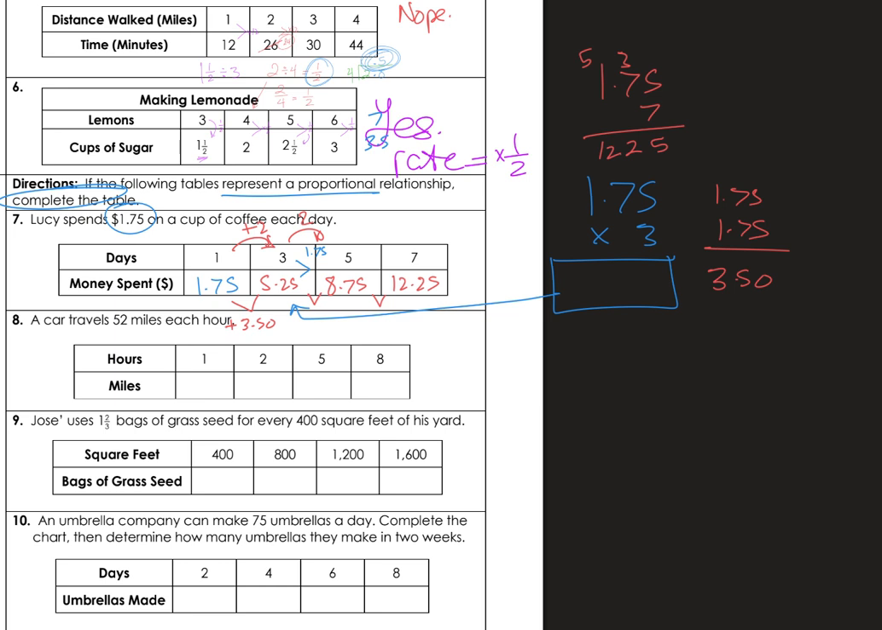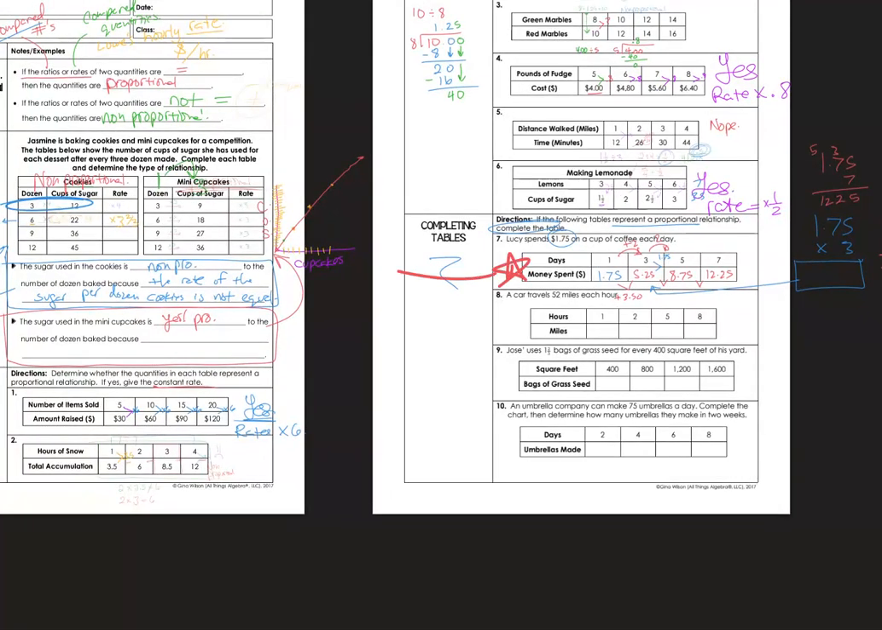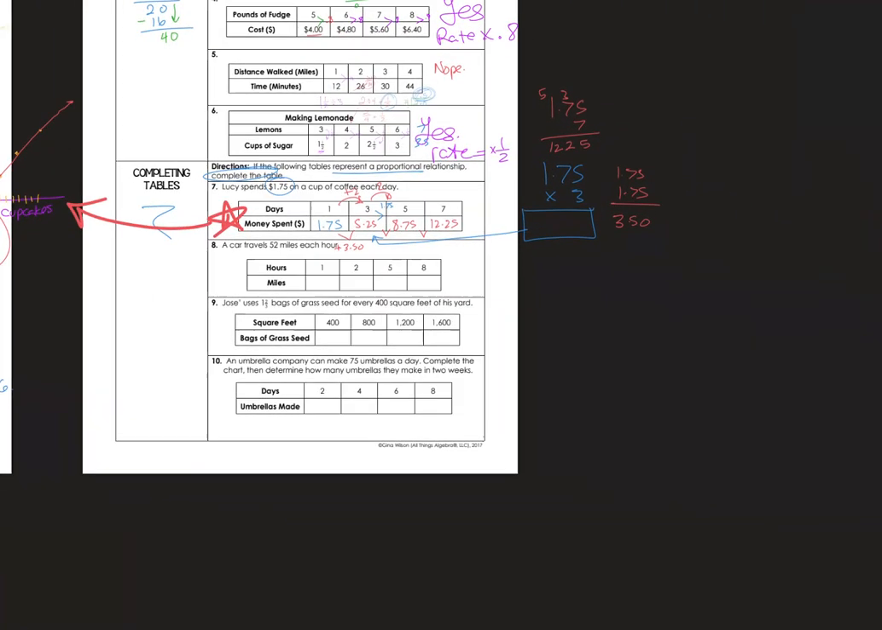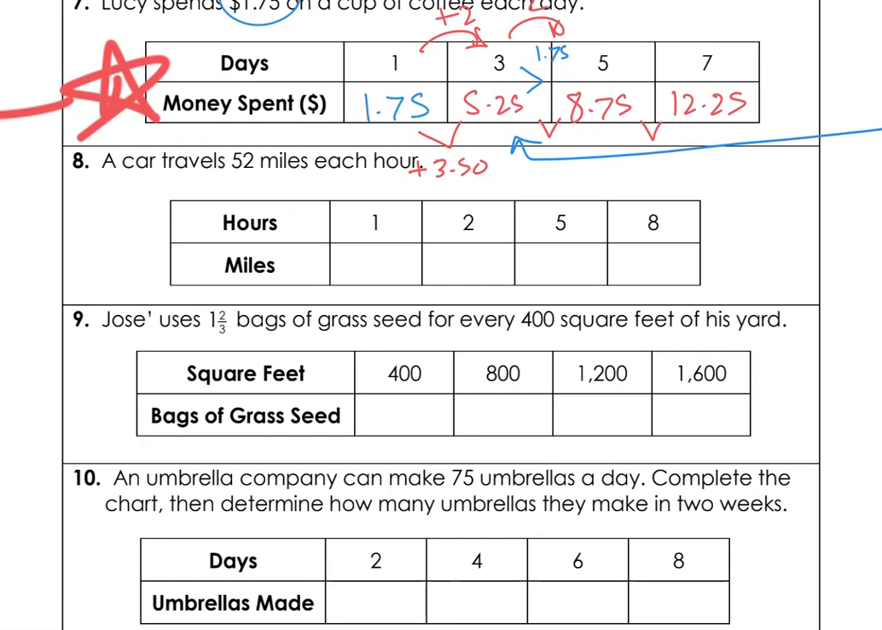So yeah, it does work that way. Again, this is to kind of go with some proportional thinking. This one in particular goes really nicely with this graphing concept. A car travels 52 miles each hour. By the way, that's 52 miles per hour, or mph. So after 1 hour, it's gone 52 miles. After 2 hours, it's 104.